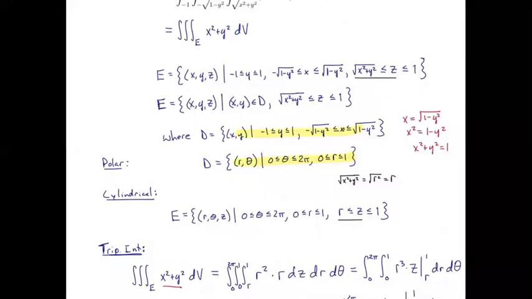Now the next thing to look at, z is capped by 1 on the right, and it's bounded by root x squared plus y squared on the left, or below. So root x squared plus y squared is root r squared, which is just r. So it turns out z is bounded by r below and 1 above. Now we've completely converted the solid region E into polar or cylindrical coordinates.